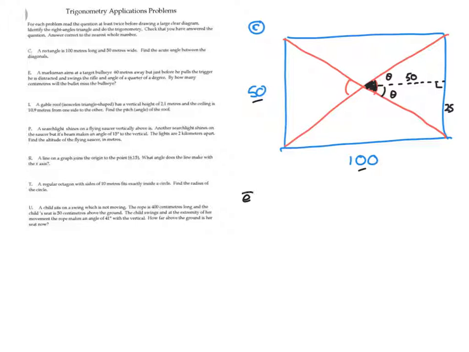Question E. And we've got the marksman who is 60 meters away from his target here. Just put the target here like that. He's trying to get in the middle, obviously. Here's the gun and his eye line.